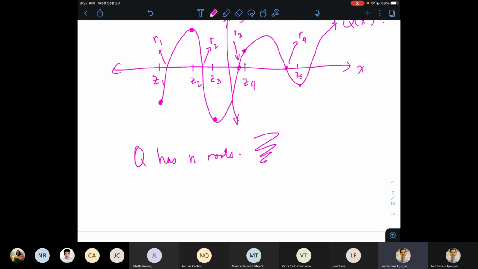And I say this is a contradiction. Bakit siya contradiction? Contradiction siya kasi, ano yung alam natin? Si Q ay degree n-1. Right? And yet, it has n roots. Pero sabi ng fundamental theorem of algebra, kapag meron kang polynomial of degree n greater than 0, meron ka lang at most n roots. Meron tayong degree n-1 polynomial Q, pero meron siyang n roots. So, Q must be the 0 polynomial.